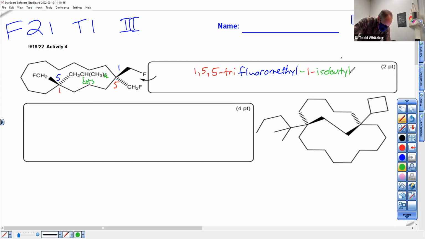And how do you say the ring size is? I'm just going to count around the ring. 6, 7, I should be doing the red. 5, 6, 7, 8, 9, 10, 11, 12, 13, 14. How do you say a 14 carbon ring? Cyclo who? Thank you. Cyclotetradecane. This is all one word, by the way. I just didn't have, my box wasn't big enough.